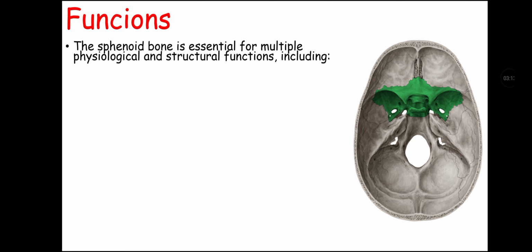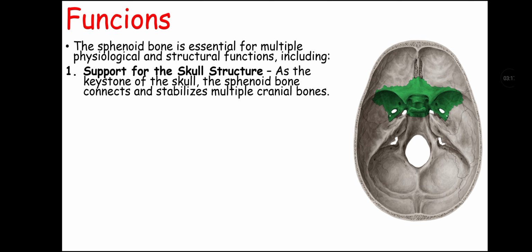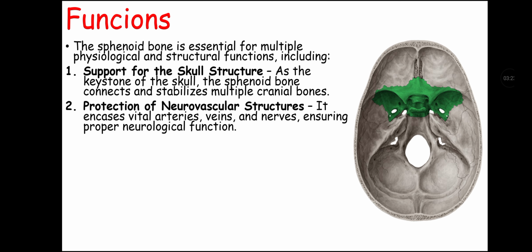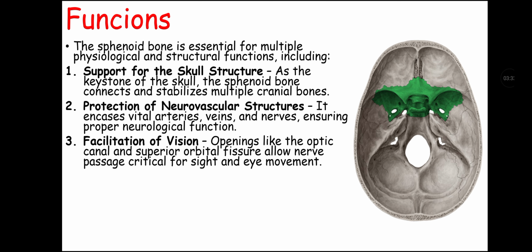Now let's talk about the functions of the sphenoid bone. The sphenoid bone is essential for multiple physiological and structural functions, including support for skull structure. As the keystone of the skull, the sphenoid bone connects and stabilizes multiple cranial bones. The second function is protection of neurovascular structures, encasing vital arteries, veins, and nerves, ensuring proper neurological function. The third function is facilitation of vision, as openings like the optic canal and superior orbital fissure allow nerve passage critical for sight and eye movement.